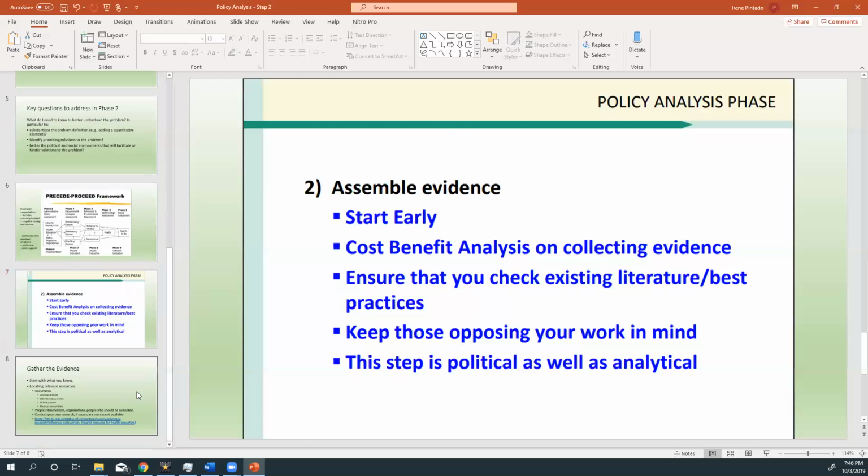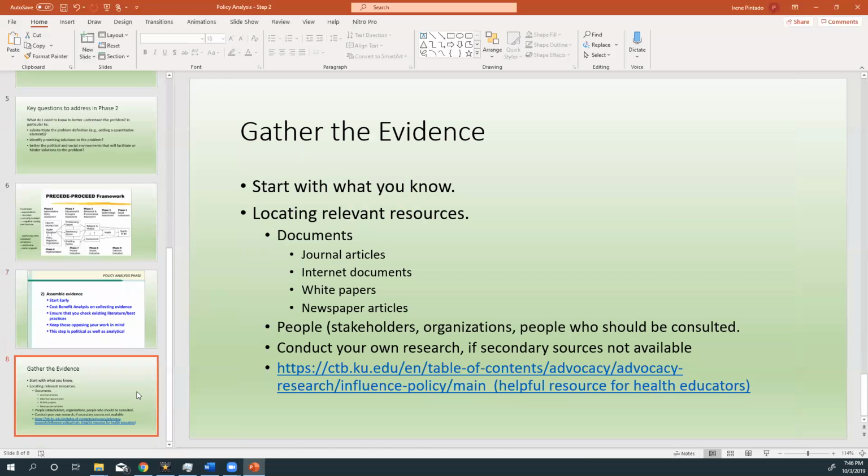And so the way of doing this, and this is what we call gathering the evidence, is to do the research. The book always says, start with what you know. You know an awful lot.